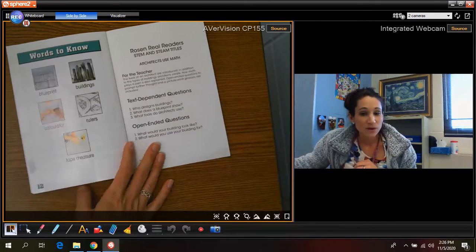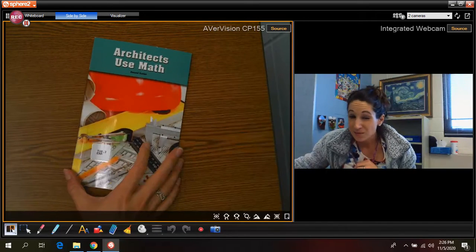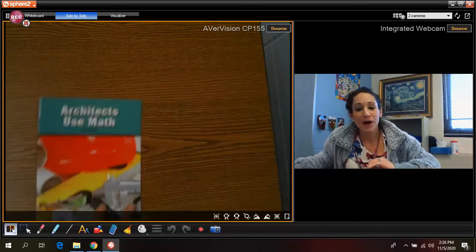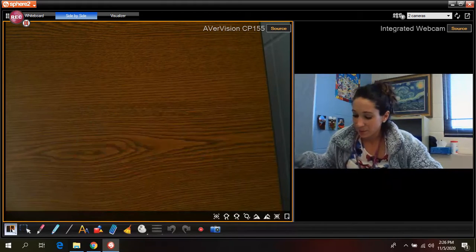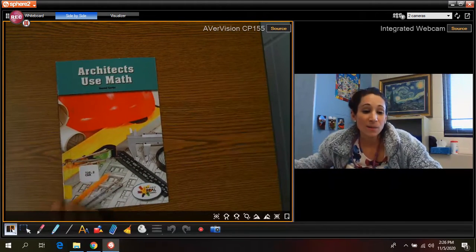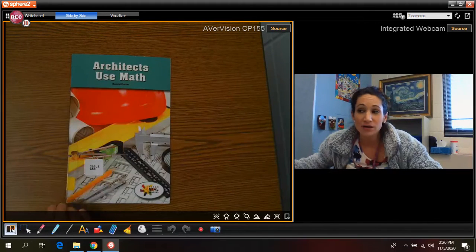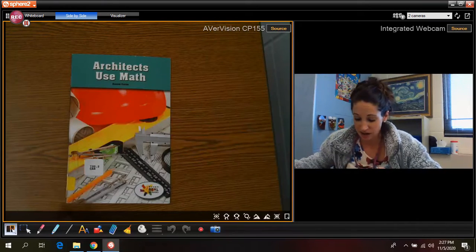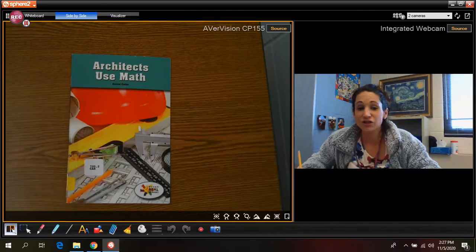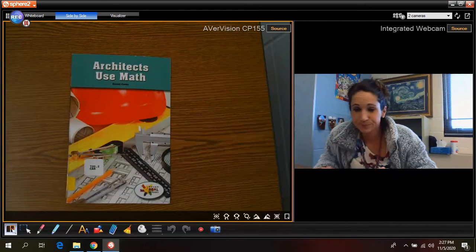Okay, so that was our book. You're probably thinking, wait, are we doing something in math? No, we're actually still doing art. But I did want to read this book because when we talk about architecture, I want you guys to know that architecture does use a lot of math if you're an actual architect. So you go to school, you go to college to learn how to do it. You have to know a lot about math.